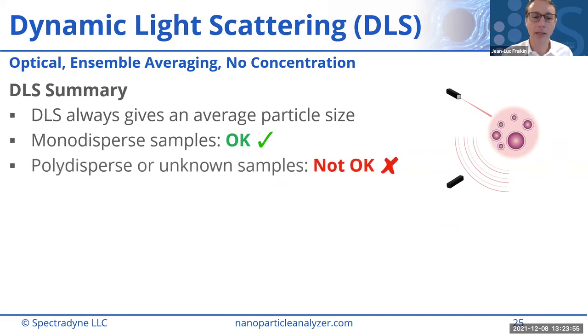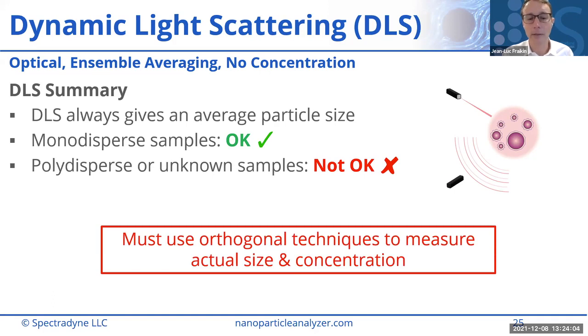But as soon as you have a polydispersed sample or a sample where you don't know if it's polydispersed or monodispersed, this is not an okay method, actually. And in that case, what you need to do is use orthogonal measurements to actually measure the size and concentration of the particles. So hopefully that was informative and helps you understand the examples that Lou will share with you now in the next part of our webinar.